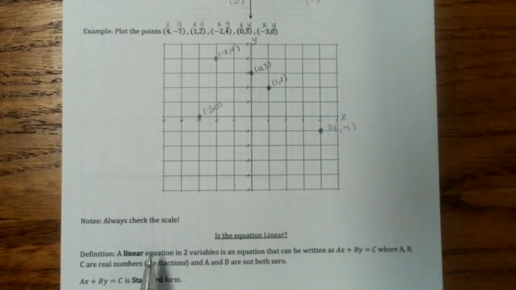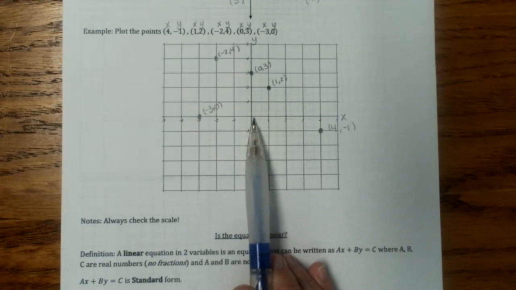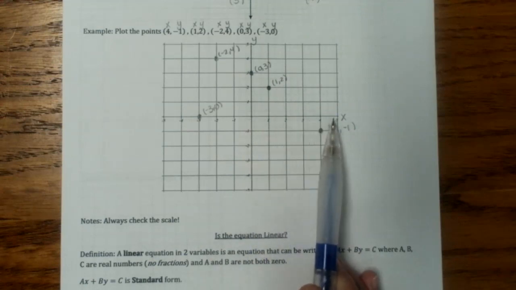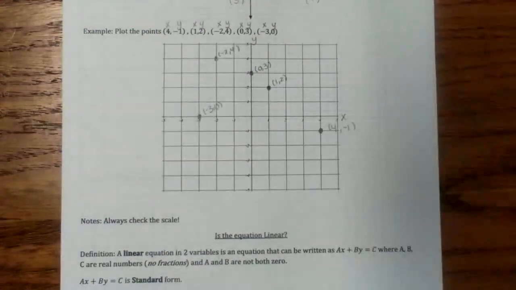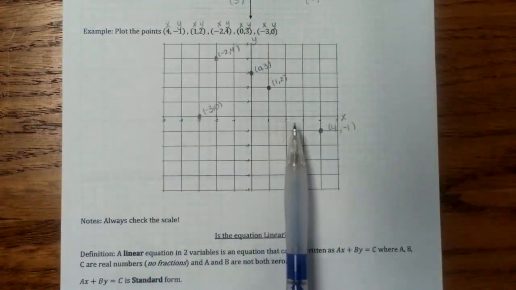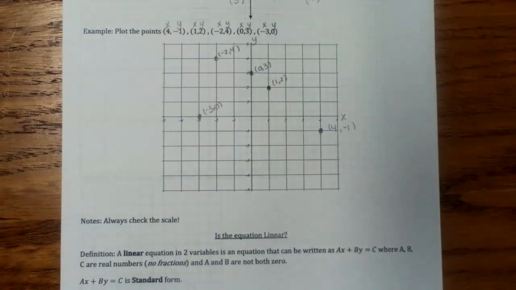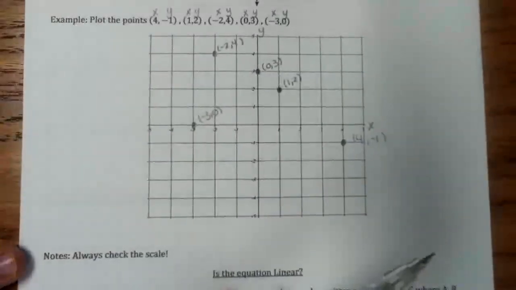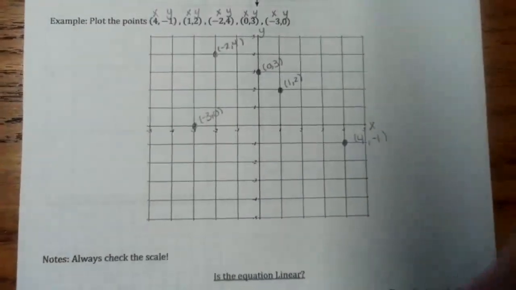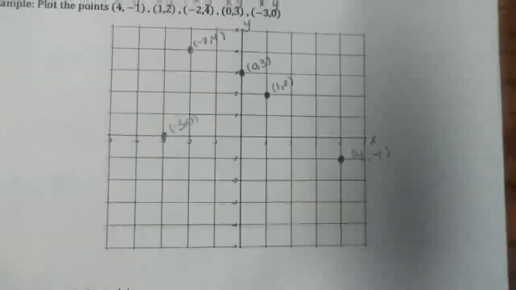So notice, always check the scale. And what that means is notice how each line is 1. So it goes 1, 2, 3, 4, 5. We're counting by 1s. Same thing for our y-axis, 1, 2, 3, 4, 5. We could count by 2s. It would be 2, 4, 6, 8. We can count by 10s, 10, 20, 30, 40, whatever the case may be. But make sure that is your scale. So always check your scale to see what the graph is moving up by.